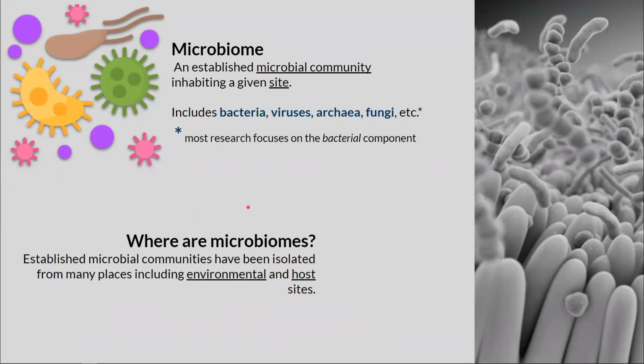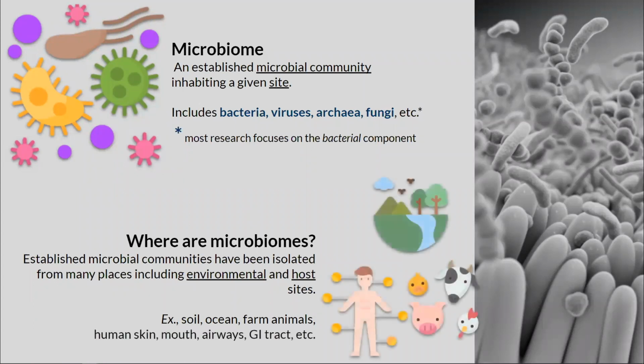So microbiomes have been isolated and described from a variety of sites, and these mainly are environmental or host sites. So we have things like soil microbiomes, ocean microbiomes. A lot of people study the microbiomes of farm animals like pigs and chickens. And then of course we have human-related microbiomes, and there are several depending on specific body sites. So we have a skin microbiome, an oral microbiome, airway, and gastrointestinal microbiome.